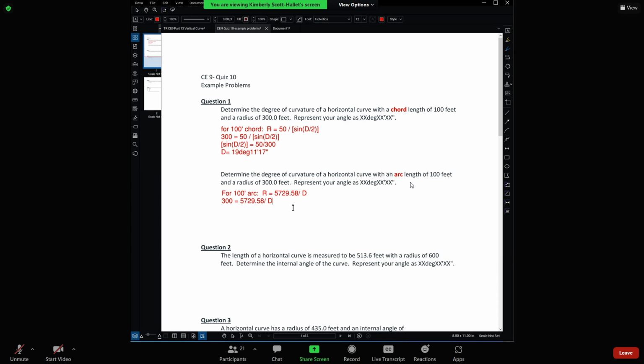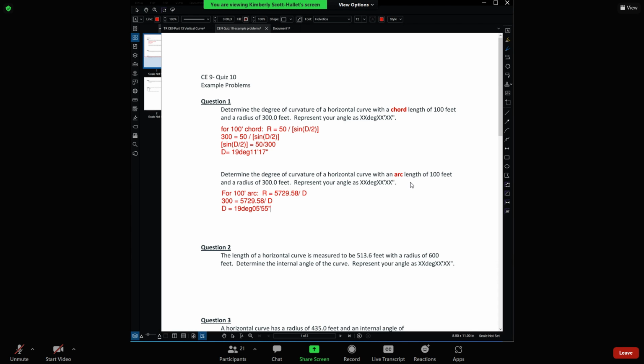And I just realized I think I forgot to publish your exam comments. After I write this in, I will do that for you. So we can rewrite this as 300 is equal to 5729.58 divided by D. And you can solve for D as 19 degrees, 5 minutes, and 55 seconds.